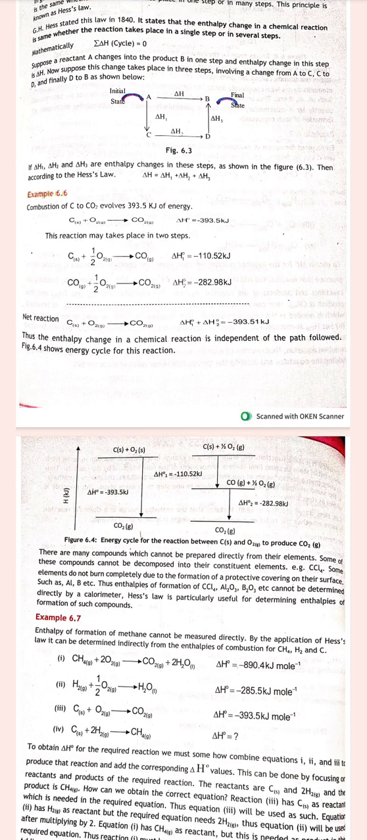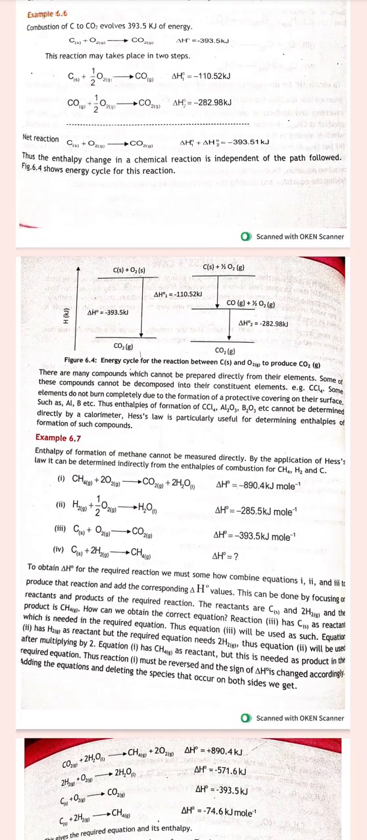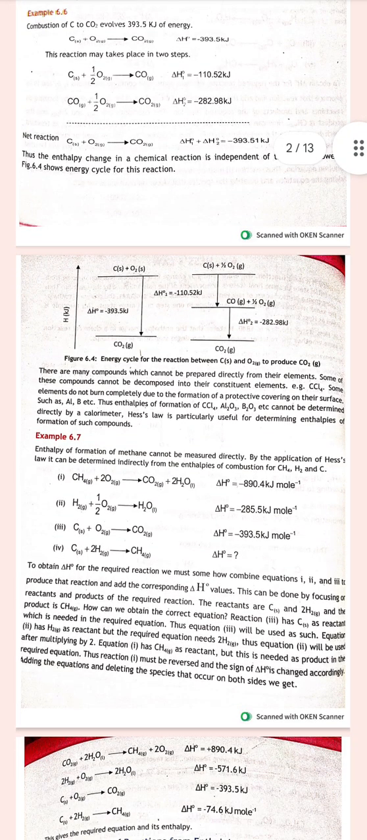Thus the enthalpy change in a chemical reaction is independent of the path followed. We can see in this energy cycle diagram that carbon plus oxygen gives us CO2, and in the second diagram, first carbon plus half oxygen gives us carbon monoxide, plus half oxygen, and then we have carbon dioxide. So it is a 2-step process. The energy will be distributed into 2 steps, and when we add them up we get the total enthalpy change.